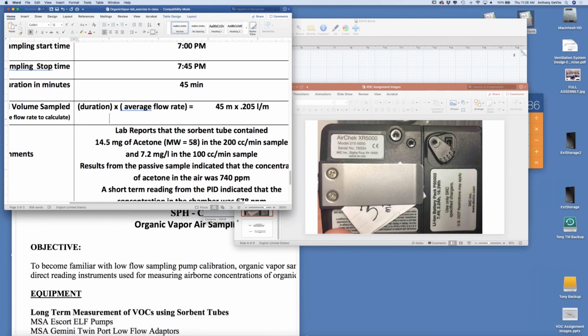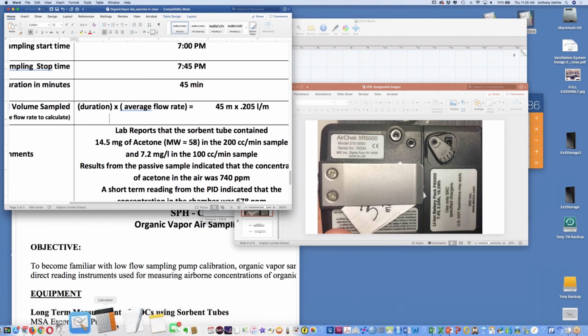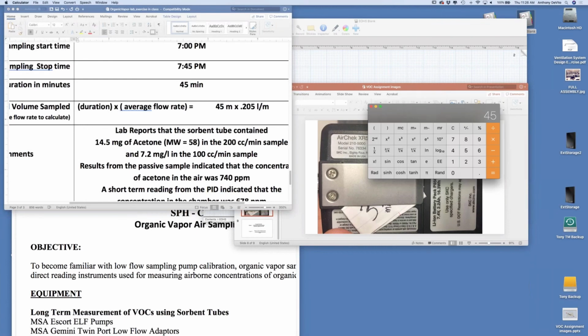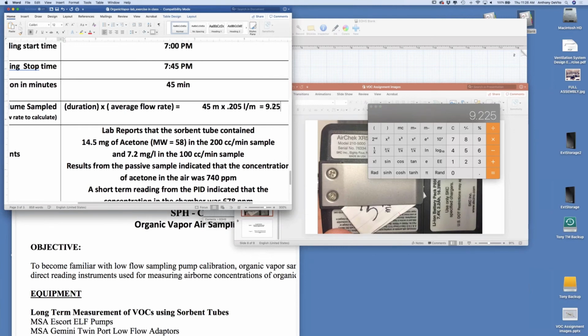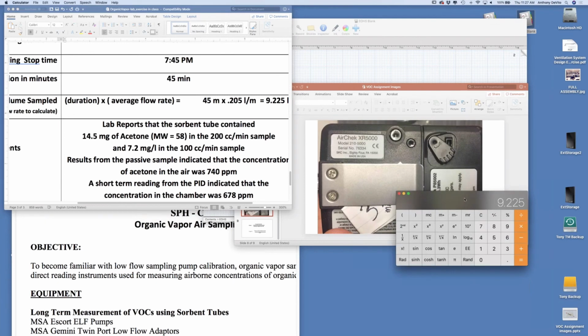In our class example, let's say 45 times 0.205 comes out to be 9.225 liters. I'm not going to round. I'm going to wait until the very end if I do any rounding. I'm just going to carry that number over. I can use my calculator or Excel, so rounding is not going to save me that much work.